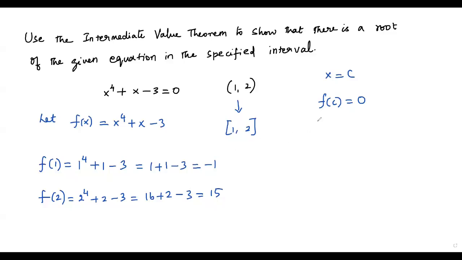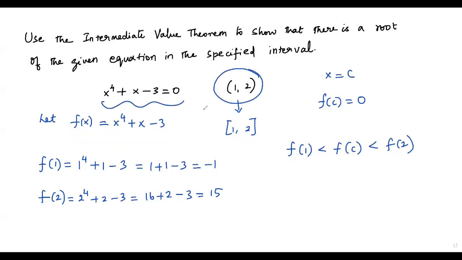Already we have the value for f of c, that is 0. The value of f of c must be between the two values of f of x we got here. The value we have for f of c, that is 0, is between negative 1 and 15. So we can write the inequality: f of 1 is less than f of c, which is less than f of 2. Because the value of f of c is between the values of f of 1 and f of 2, the second condition is also satisfied. So the intermediate value theorem applies for this function. So there is a root for the given equation over the specified interval (1, 2).